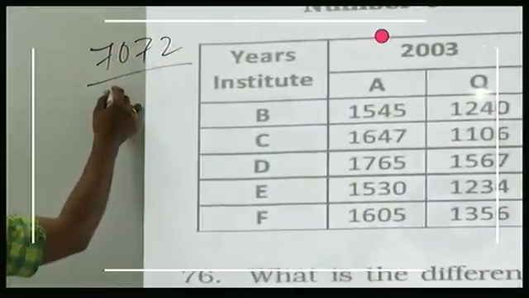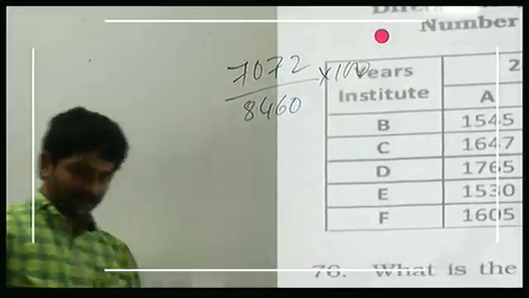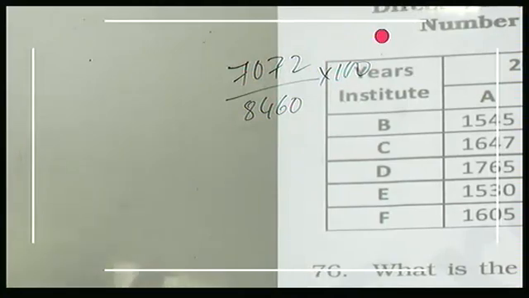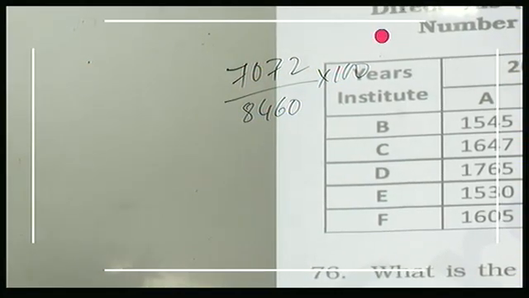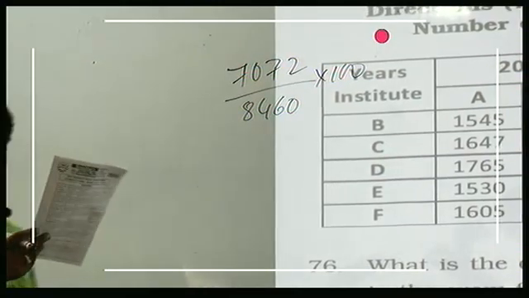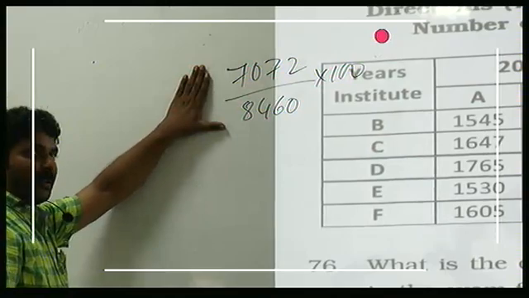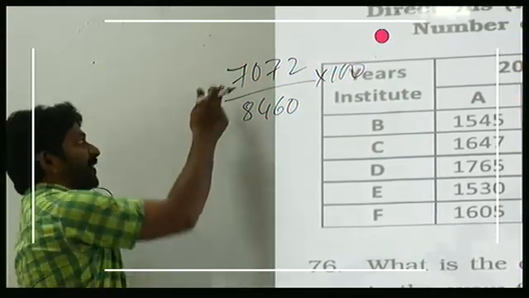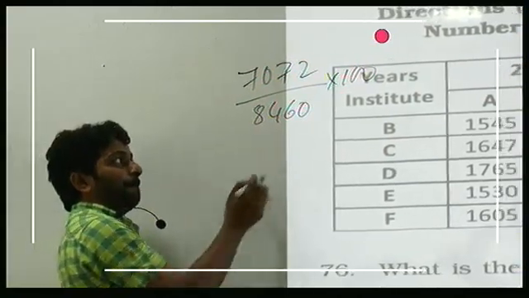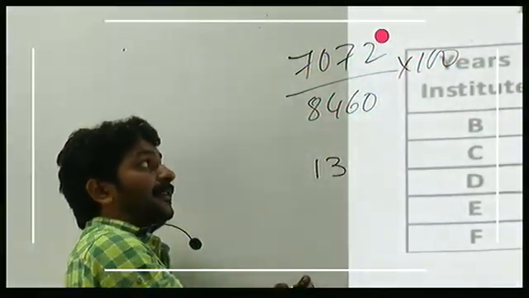Now, 7072 is what percent of 8460? And this is what you need to calculate. Look at your options. 92, 73, 66, 83, 84 something. Now, wait, come here. What is the difference between numerator and denominator?